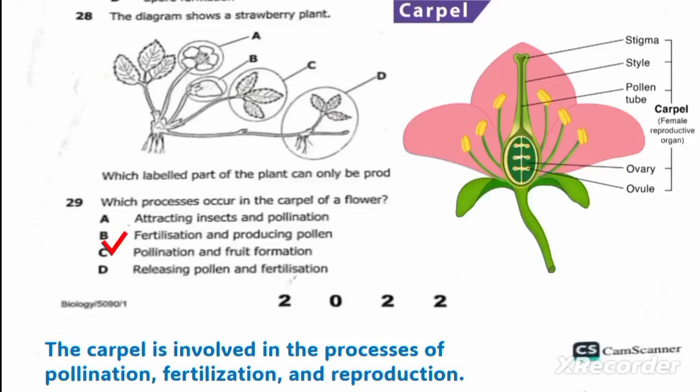So the pollen grains are released on the stigma so that they can develop the pollen tube so that fertilization can take place. So fertilization takes place in the ovule, I mean in the ovary, yes, after the pollen tube has penetrated through the stigma. Our correct answer is C.